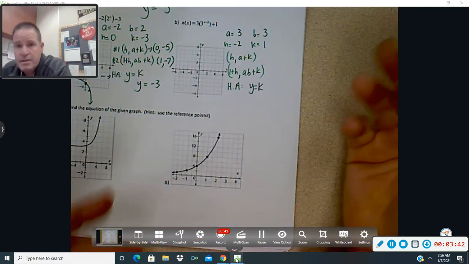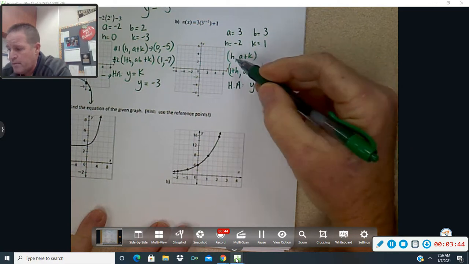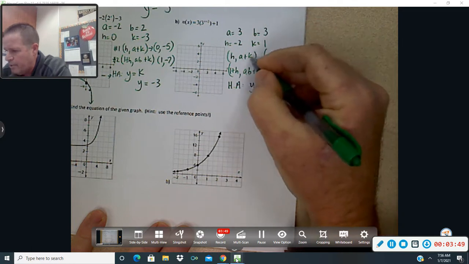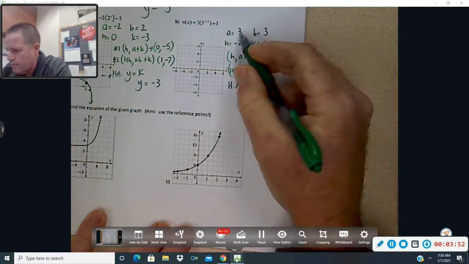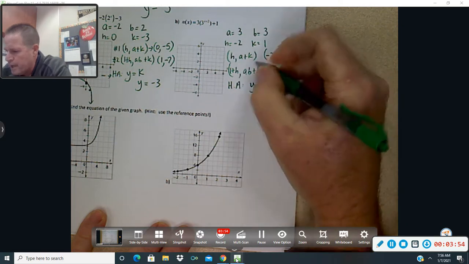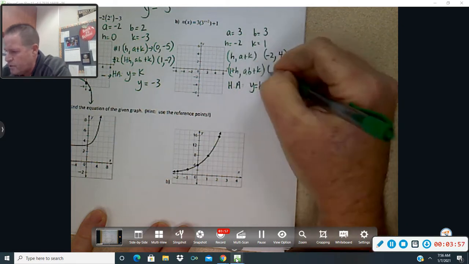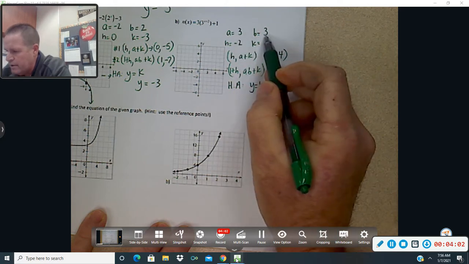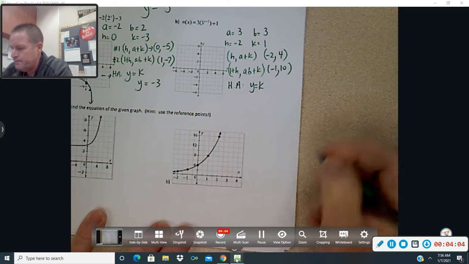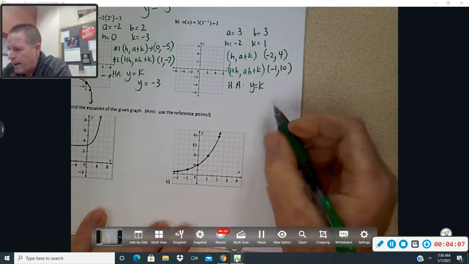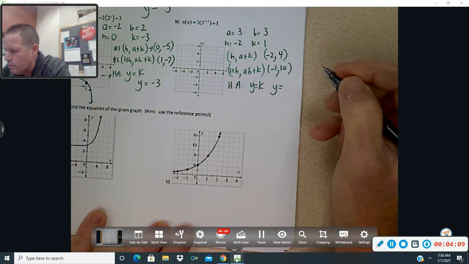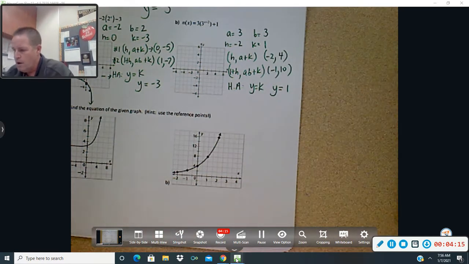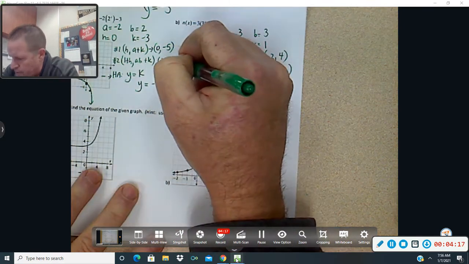I also need my horizontal asymptote, so that's Y equals K. This should be pretty simple now because all I have to do is plug into my formula. H is -2, so I'm going to get -2, comma, A plus K, that's 3 plus 1, which is 4. Now 1 plus H, so 1 plus -2 is -1, comma, A times B, which is 9, plus 1, which is 10. My horizontal asymptote is Y equals K. My K value is 1, so Y equals 1.